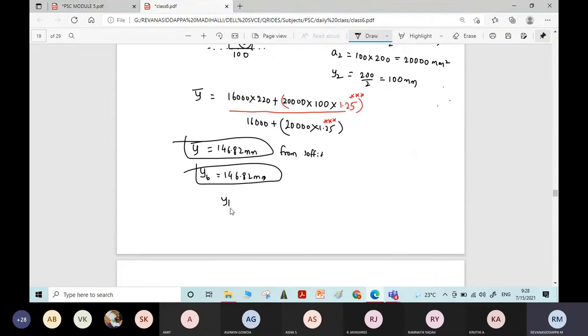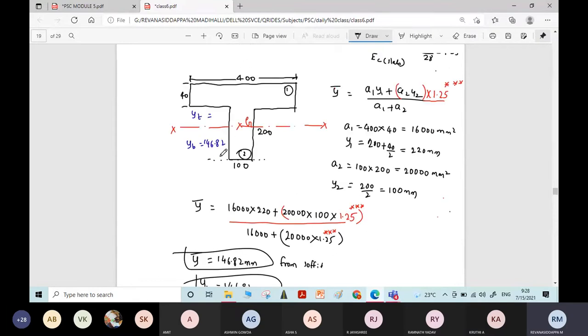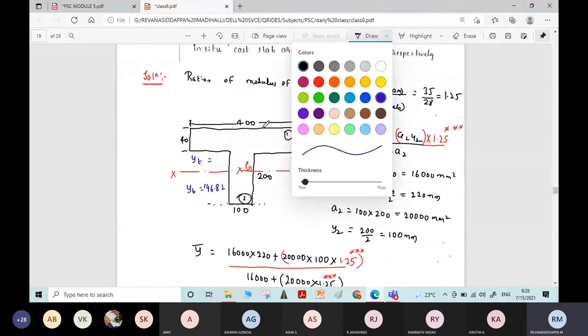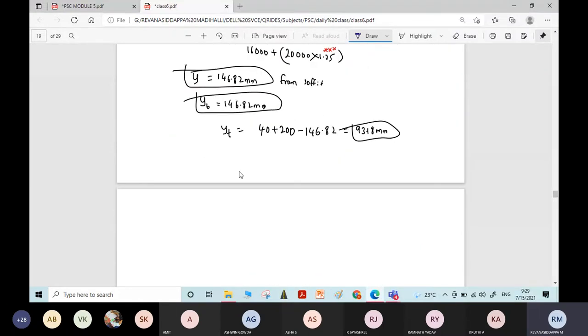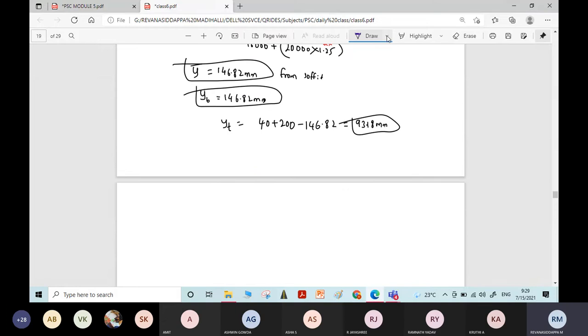YT will be equal to the overall distance, 40 plus 200, minus 146.82. How much will we get? Tell me. 93.18, sir. Okay. Mention this distance also in the figure. YT is equal to 93.18 mm from the top fiber. This is from the bottom fiber. Now we have located the distance of the centroid. You can find the moment of inertia now.